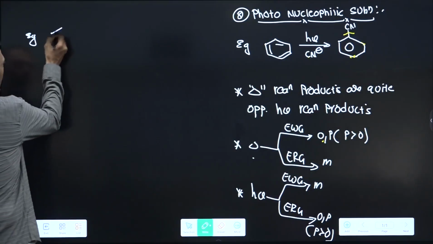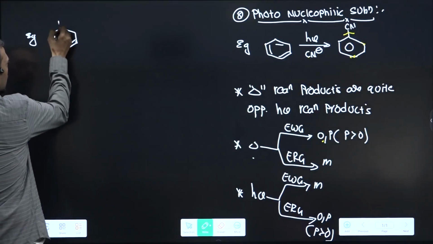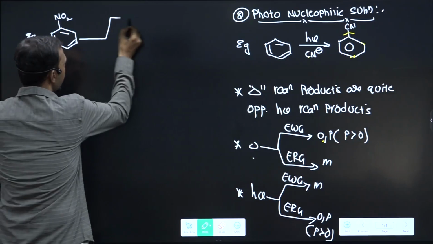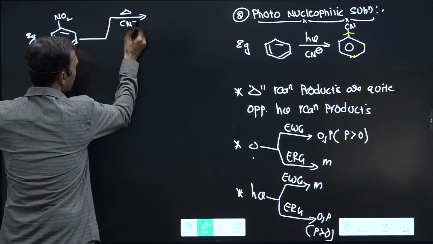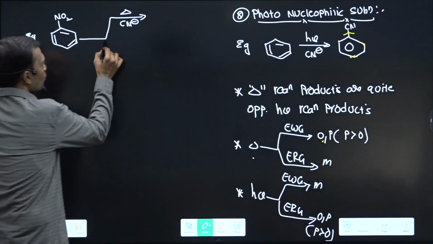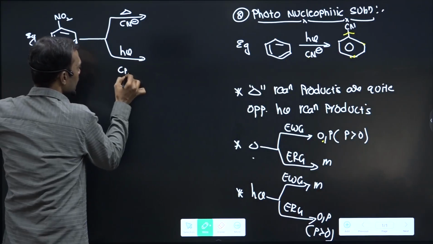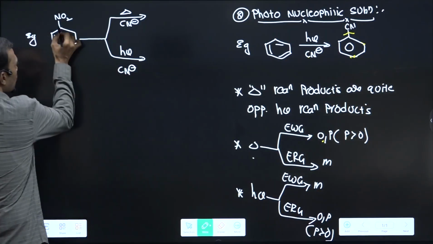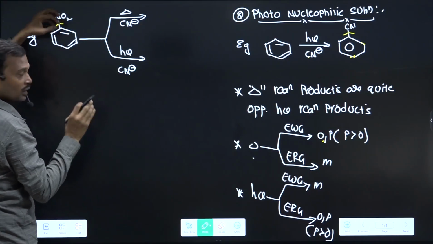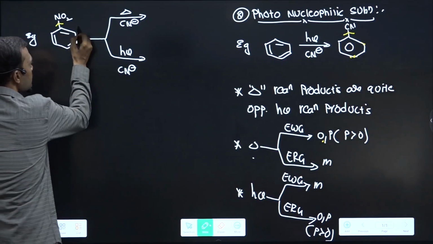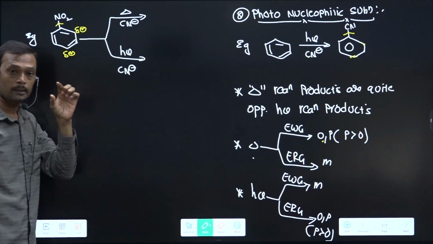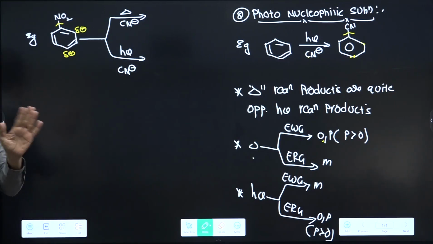See, I am using nitrobenzene. What is the role of nitro on benzene? Thermally I want to add a cyanide ion. Potassium cyanide or sodium cyanide they will give. I want to add cyanide ion. Photochemically also I want to add cyanide ion. What is the role of nitro? Nitro is an electron withdrawing group. I am explaining the normal case: nitro can decrease electron density at ortho and para positions normally, not photochemically.